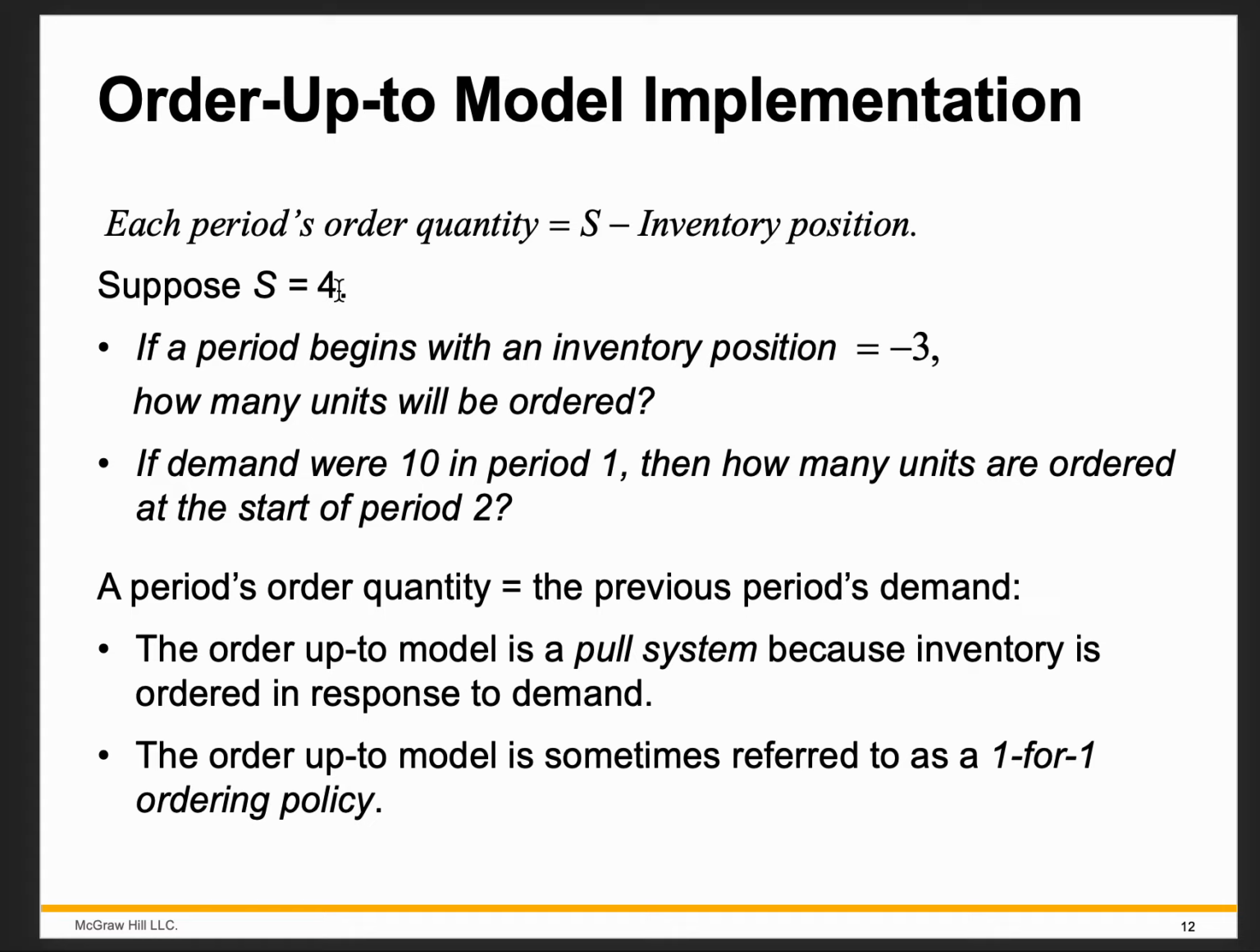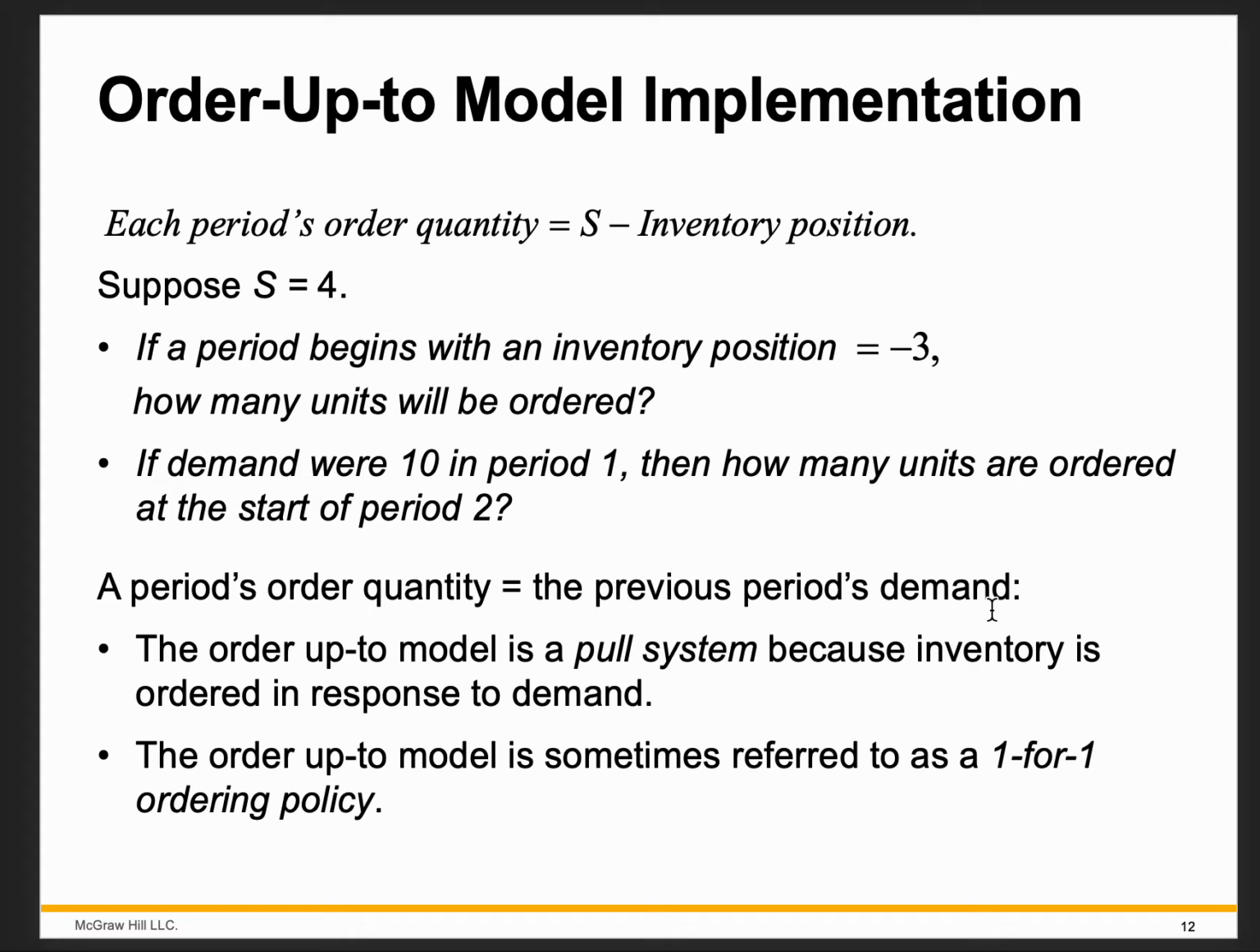Now, if demand in the period is 10, then 4 minus 10, at the end of the period, will be -6. Then at the beginning of the next period, you will order 6 plus 4, 10 units. Because demand is 10, you're basically ordering 10 units. So a period's order quantity is equal to the previous period's demand. That's what it comes down to once your inventory level becomes less than capital S.